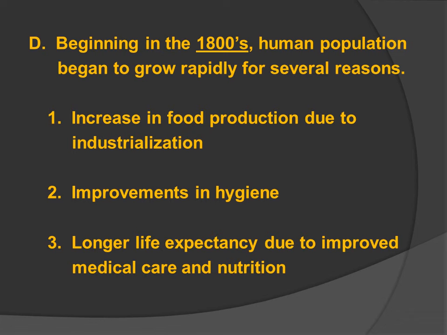Number 3, longer life expectancy due to improved medical care and nutrition. Once you had various things going on in the medical field, it meant people could live longer. Once people understood how nutrition affected them, they could take steps to make sure they got the proper nutrition. All of those led to a reduction in disease and longer lives.